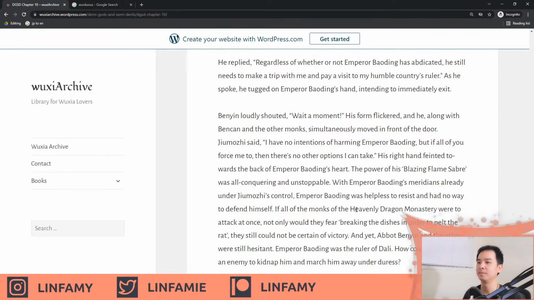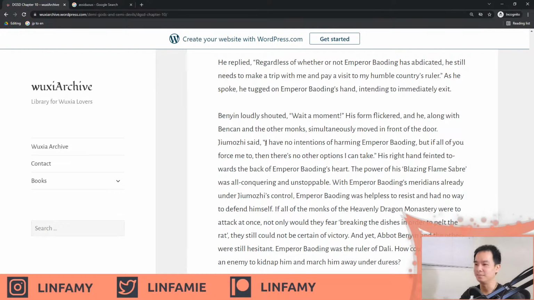Oh, he's going to kidnap the emperor now? Bunyin loudly shouted, wait a moment! His form flickered, and he, along with Buntan and the other monks, simultaneously moved in front of the door. Jiumotsu said, I have no intentions of harming Emperor Baoding, but if all of you force me to, then there's no other options I can take.